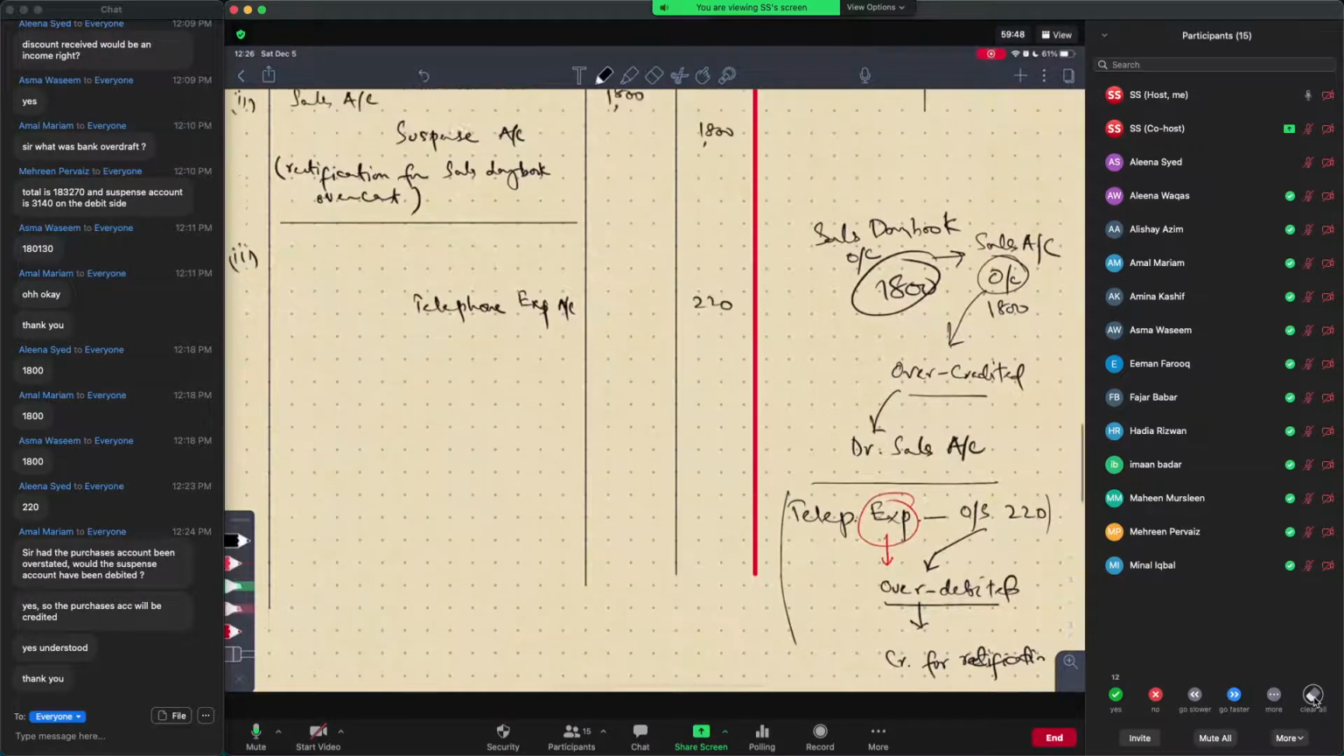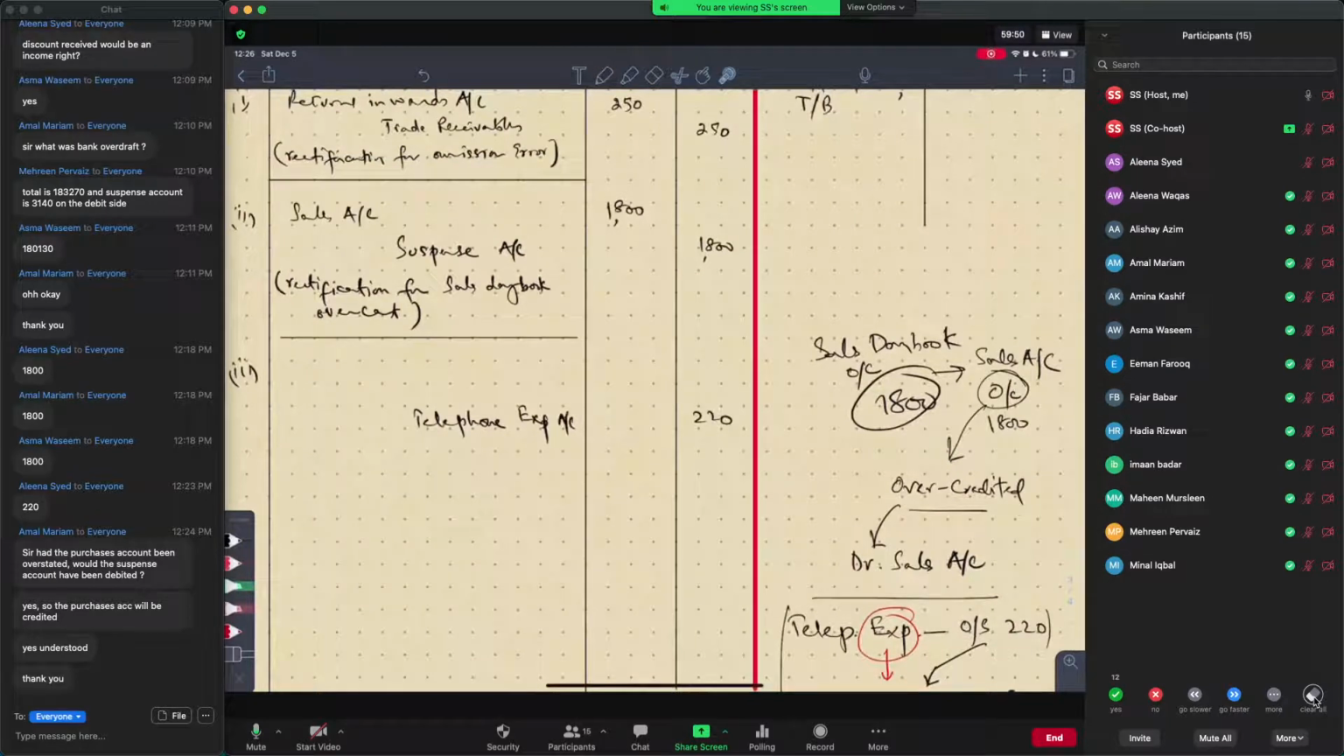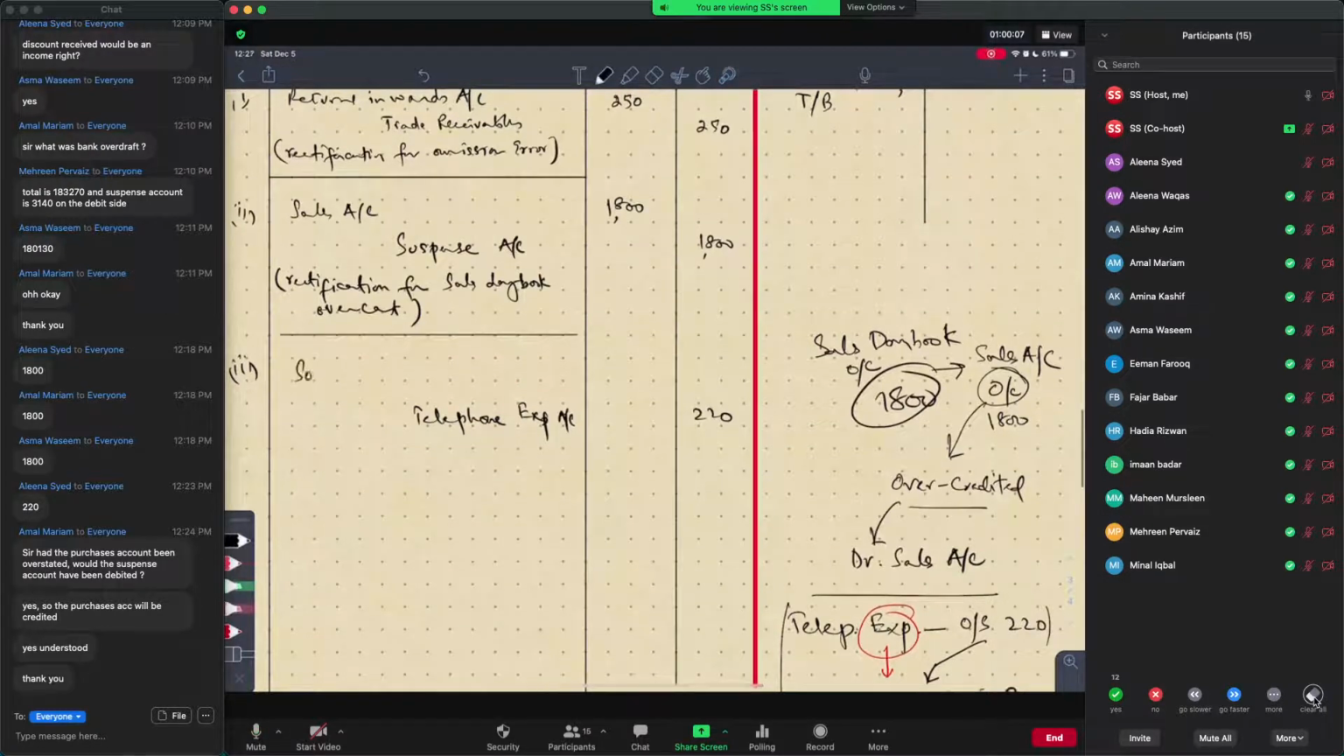And then I will see if the rectification entry involves any other compensating effect. There is none, because the error is only limited to the telephone expense account. There is no other account involved or affected by this error. So we can see on the debit side, there is a vacuum created. Then you will fill it in with the suspense account. When you see a vacuum, you fill it in with the suspense account, right?